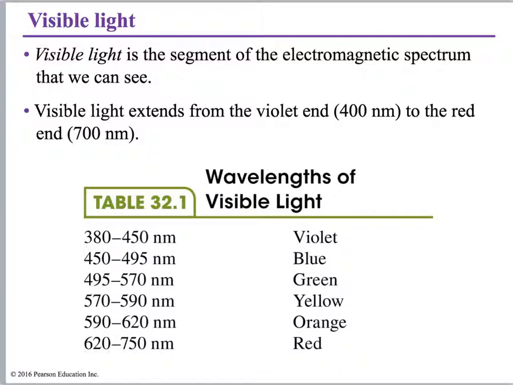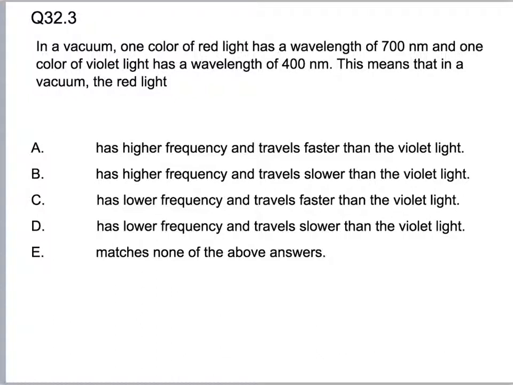And here is a little table that further breaks down the different wavelengths of the different colors of light. You might recognize these. These are the colors of the rainbow. So if we are talking about the question here, we have in a vacuum, one color of red light has a wavelength of 700 nanometers, and one color of violet light has a wavelength of 400 nanometers.